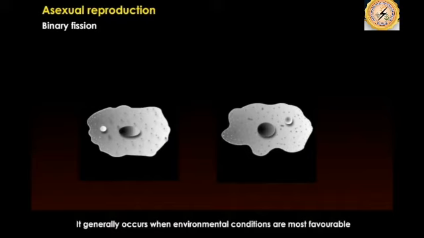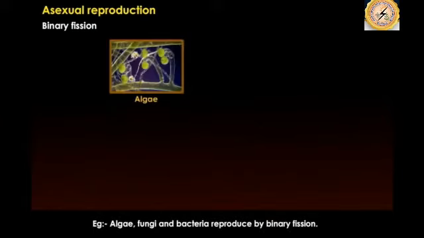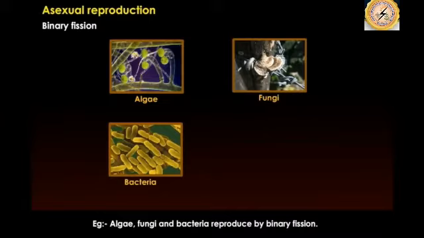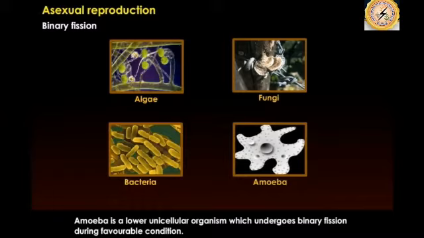First, the nuclear division, which is followed by the cytoplasmic division. It occurs only under favorable environmental conditions. That is, there should be plenty of food, water, and suitable temperature for this process to take place. It takes place in algae, fungi, and numerous bacteria also. Now, amoeba is a lower unicellular organism which undergoes binary fission during favorable conditions only.